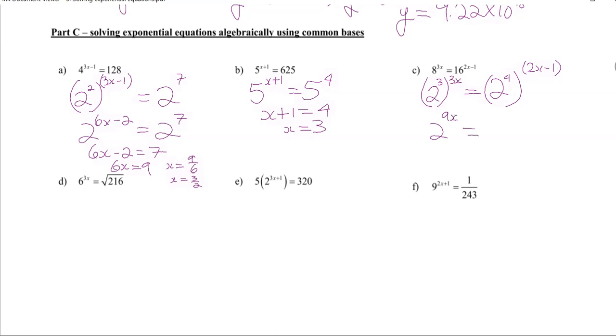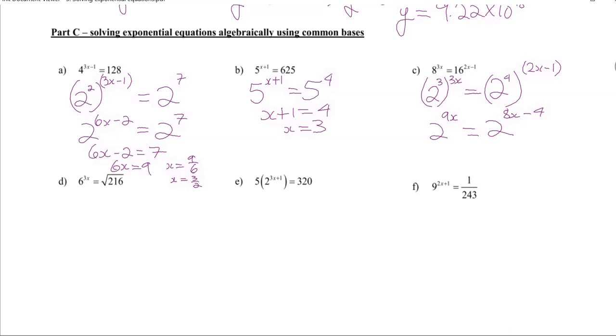9x. What's 2 to the 4th to the 2x minus 1? 2 to the 8x minus 4. Okay, so watch out. Make sure you're using distributive law. Sometimes you may have a negative sign. Make sure you're distributing the negative through, that you're changing signs.